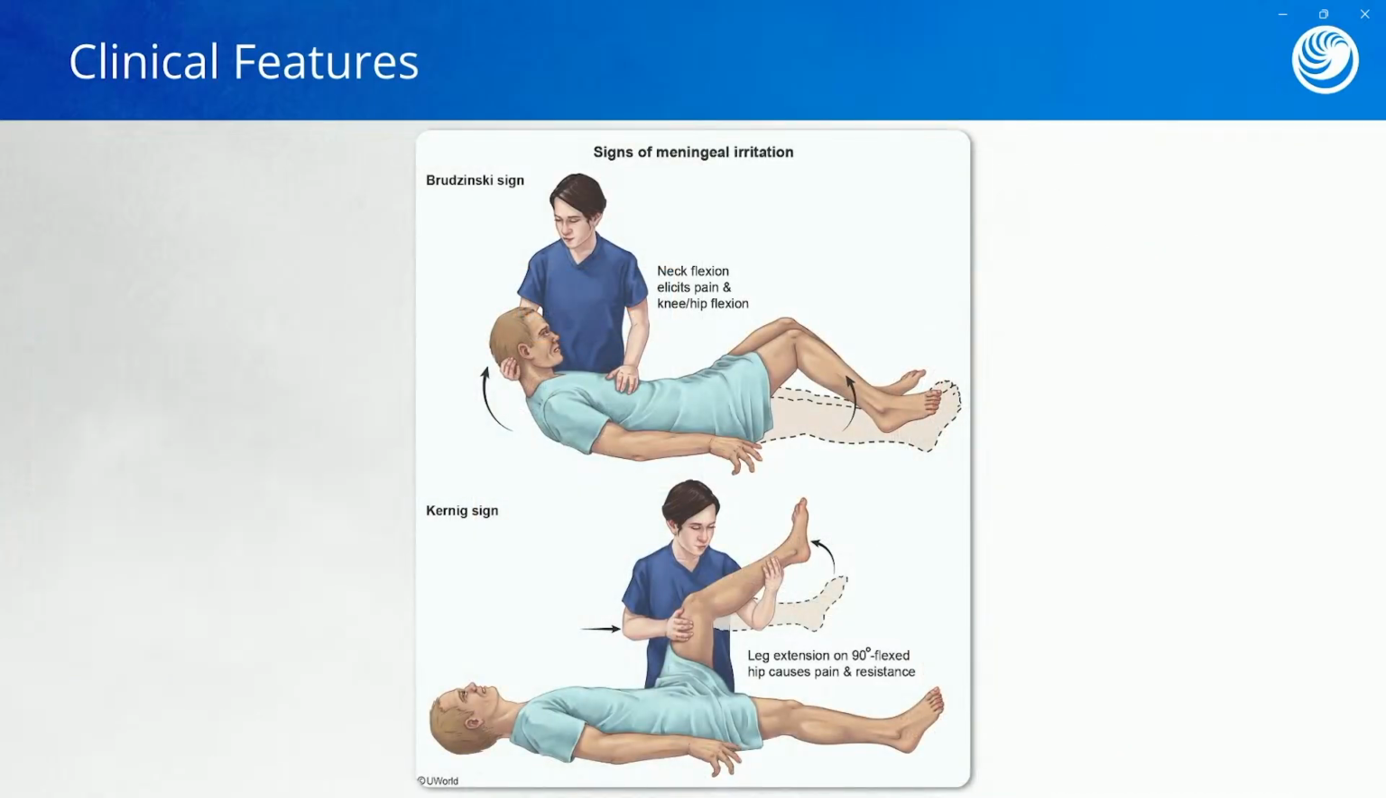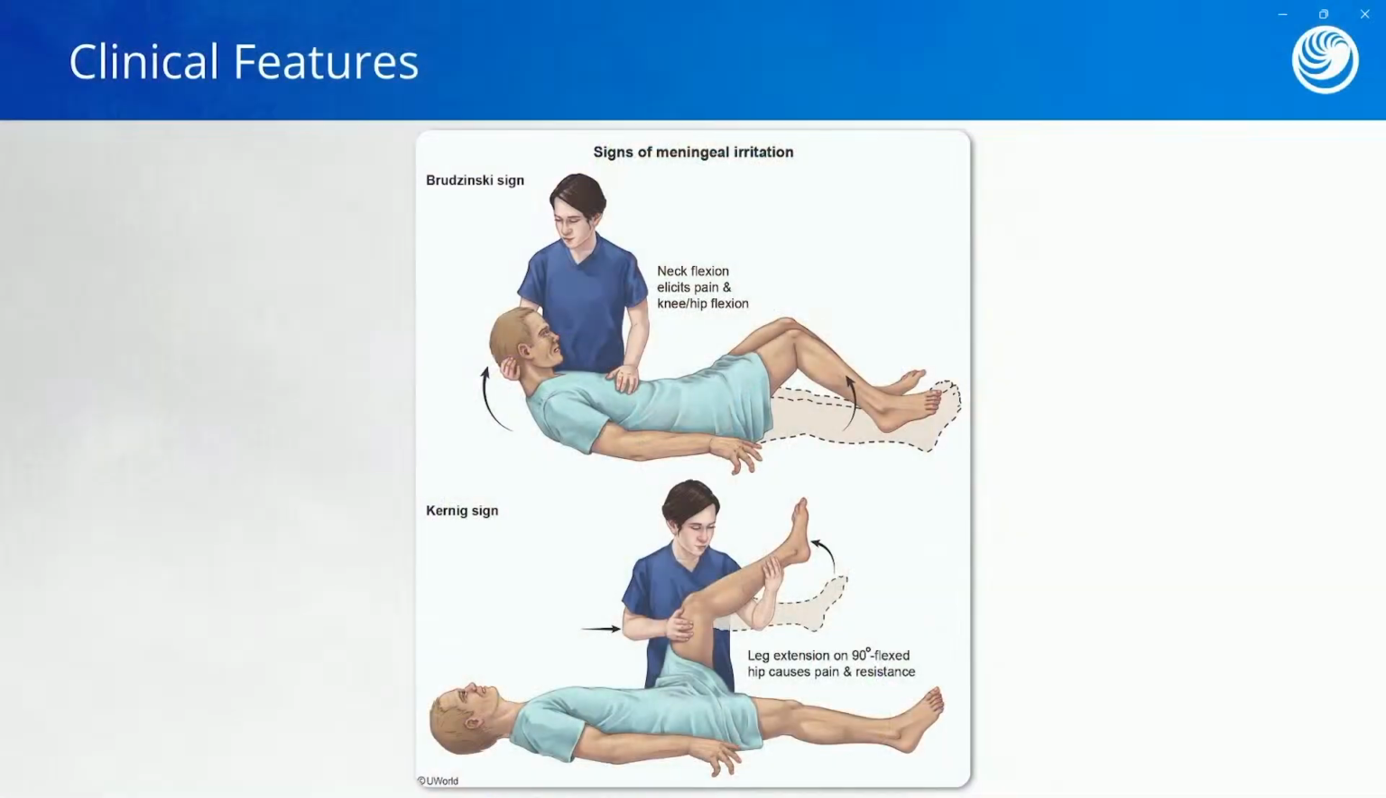Here's a great slide that differentiates Brudzinski sign versus Kernig sign. Now you'll notice that Brudzinski sign starts with a B. Well, whenever you bend your patient's neck forward, you'll see that their knee will actually flex because of how inflamed their spine is. Versus Kernig sign starts with K. So think of knee extension. We're extending our patient's knee, but they can't do it because of pain. And again, it's from inflammation. Both later signs of bacterial meningitis.